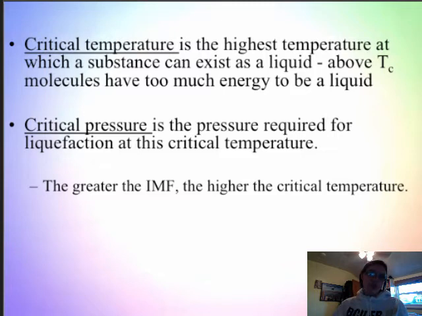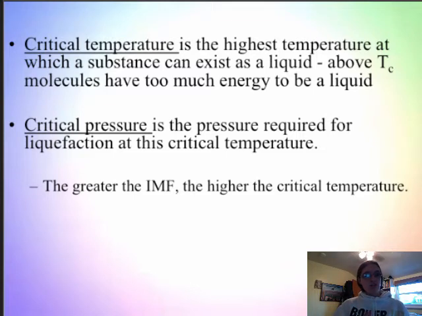So the critical temperature, I mentioned the critical point, and the critical point gives us the critical temperature and the critical pressure. Critical temperature is the highest temperature at which a substance can exist as a liquid. Above the critical temperature, a gas can no longer be liquefied, so condensation can no longer occur. Anything above the critical temperature, the kinetic energies of the molecules are greater than the attractive forces, so they're greater than the intermolecular forces, and therefore it can no longer exist as a liquid.